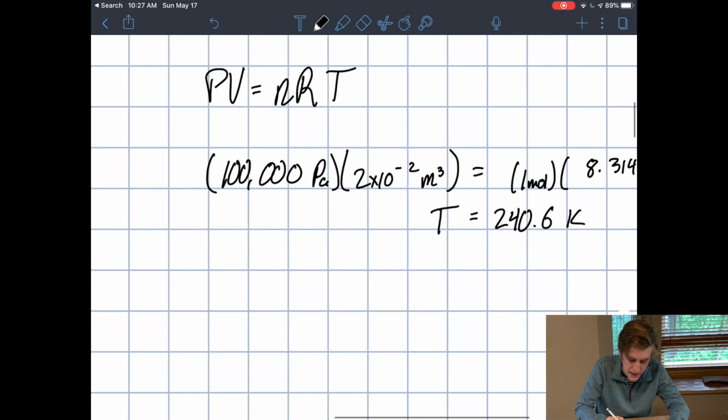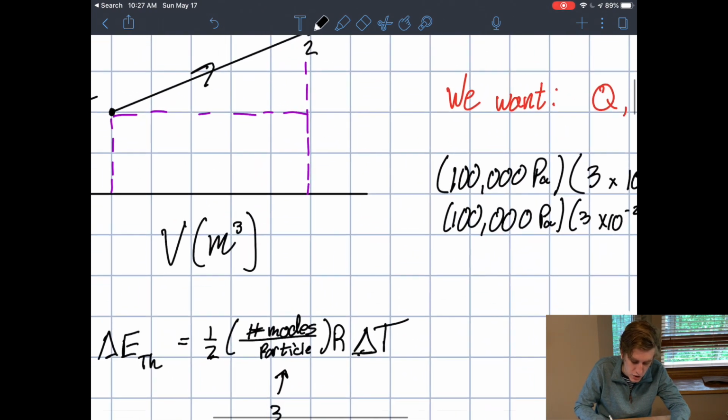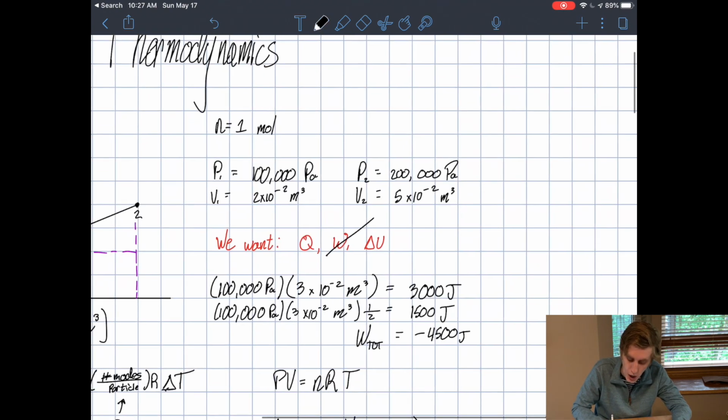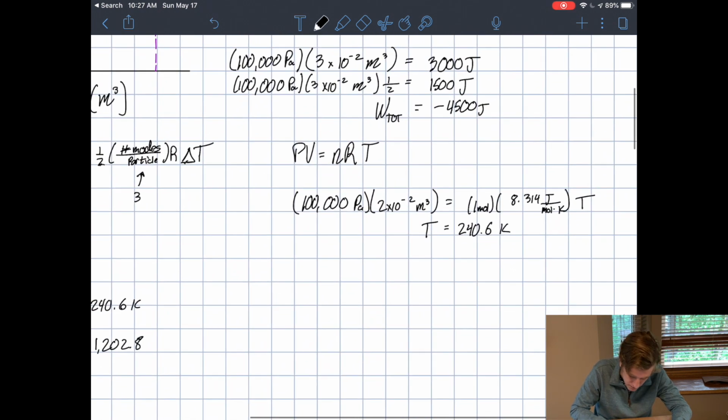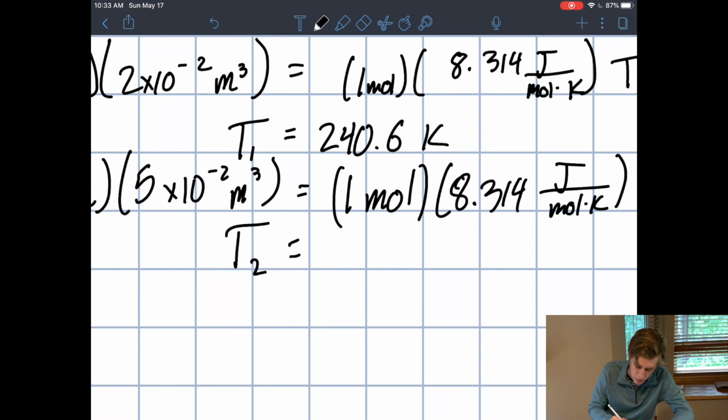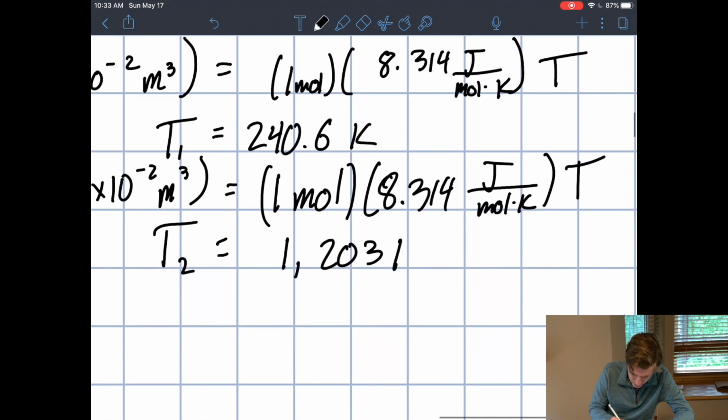Now let's do the same thing, but with state 2. Now the volume is 5 times 10 to the negative 2 meters cubed, and the pressure is 200,000 pascals. Plugging all this in, I get that temperature 2 is equal to about 1,203 Kelvin.